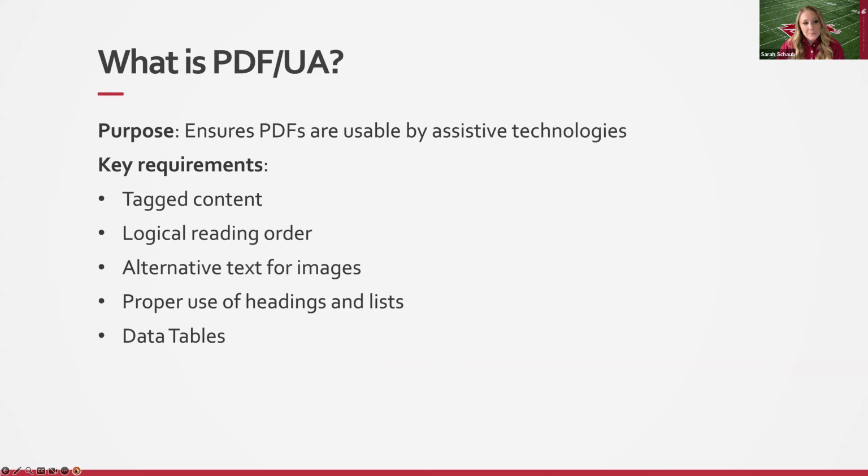So what is PDF UA? The purpose is to ensure that PDFs are usable by assistive technologies. There are some key requirements that PDF UA focuses on, and that is that the PDF is tagged, that the content is in a logical reading order, that alternative text has been applied for all images, that there's a proper use of headings and lists, and the data tables must be set up in an accessible way. And I'll go a little bit more into detail on each one of those things in the coming slides.